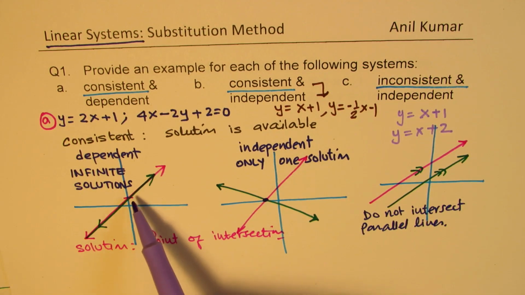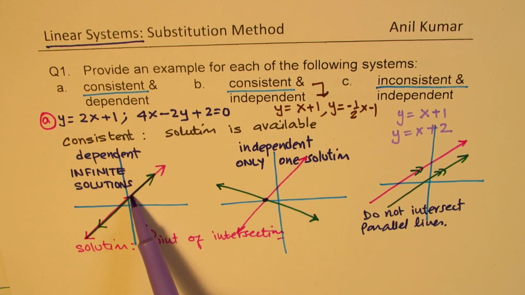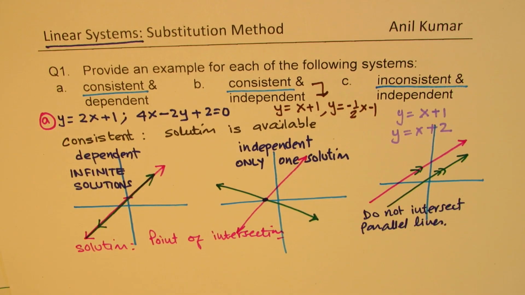So the system becomes dependent and consistent if they are overlapping, but if they are parallel, then it is inconsistent and independent, right? There could be many lines like this. So I hope that makes sense.